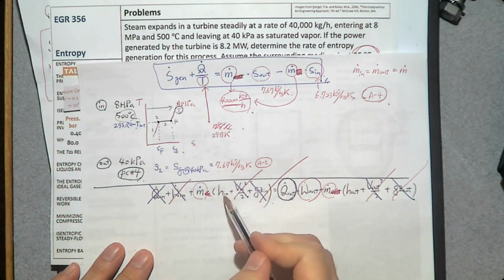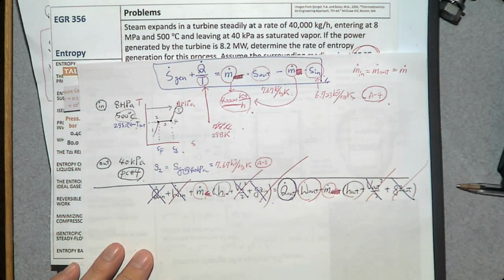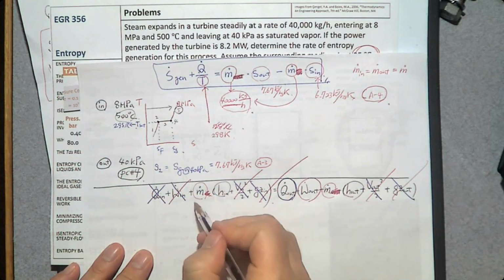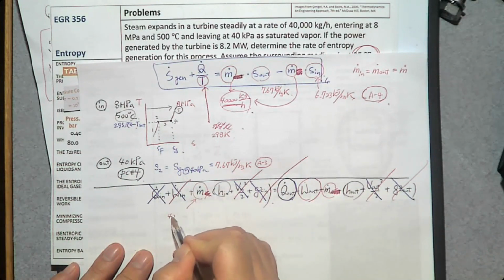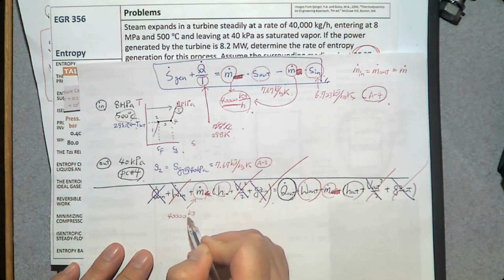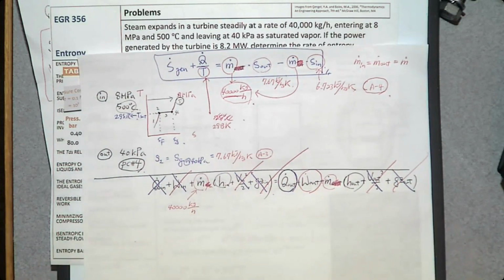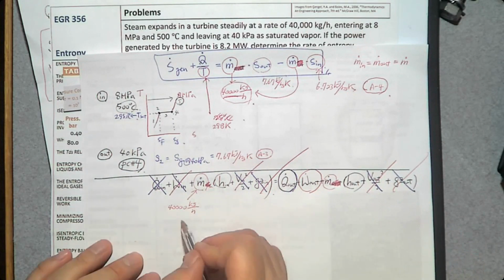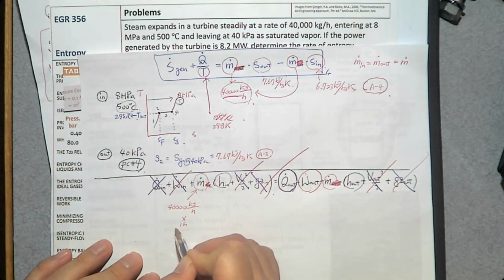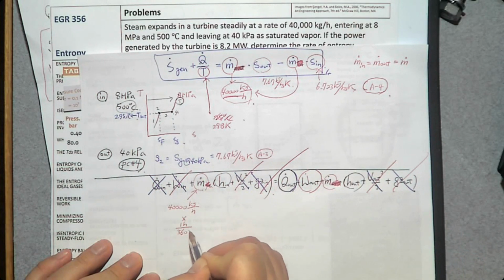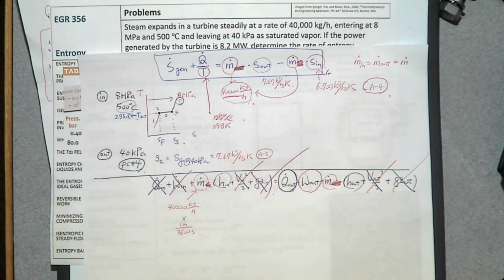Okay? So let's see. We already know m dot. m dot is 40,000 kilogram per hour. By the way, this is per hour. To correct this one, multiply by 1 hour over 3,600 seconds because we prefer kilogram per second, right? What about h in?